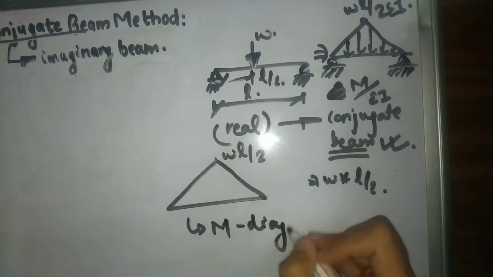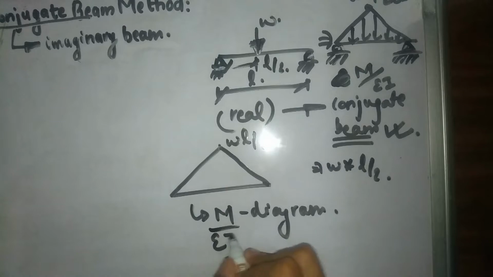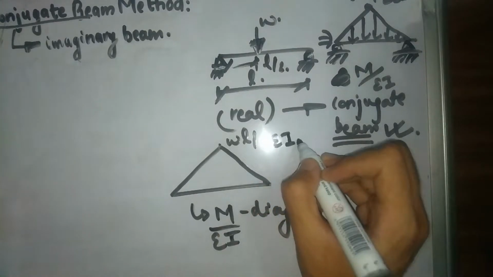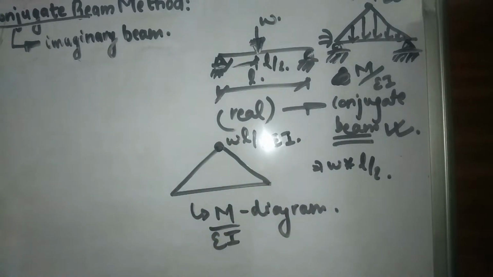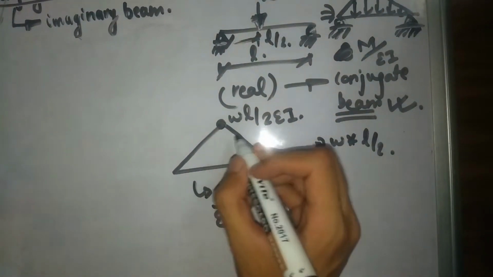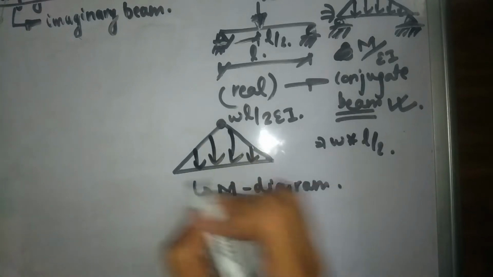So as I explained in my rule 2, for our conjugate beam, we need to draw the M by EI diagram. So what we simply need to do is divide this by EI. Dividing it by EI is simply like reducing the scale. So this is going to act as our load.